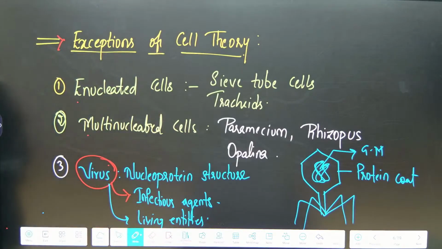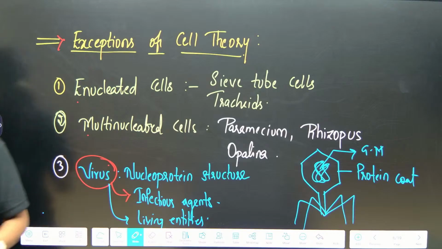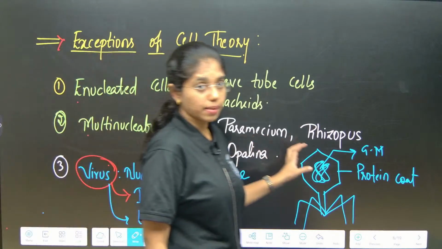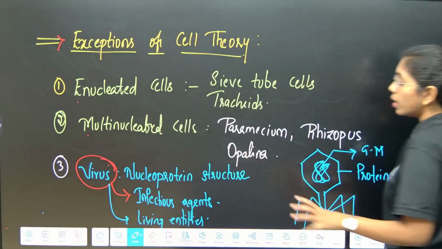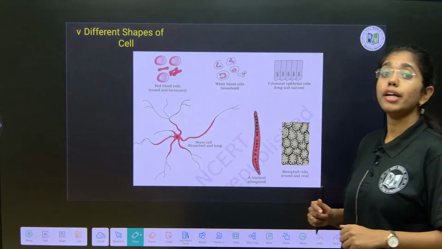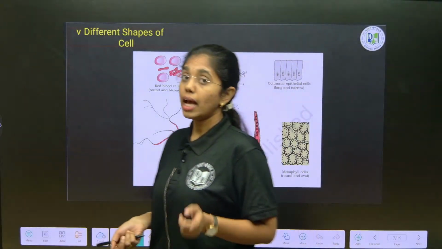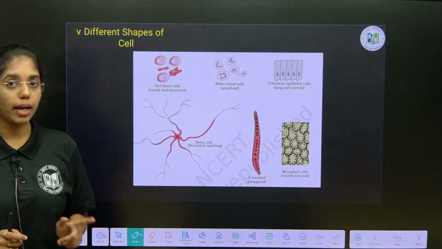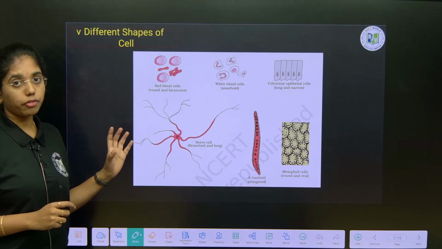Clear till here? Important. You have to know what the clear exceptions of cell theory are. Very important. Any doubt anywhere? Now we will move on to different shapes and sizes of cells. Again important, we may get a match the following type of question from here.